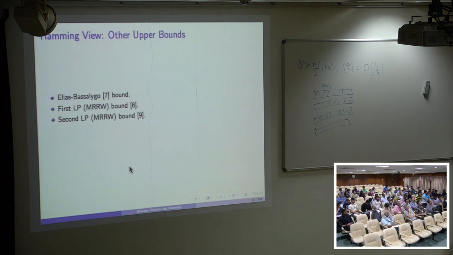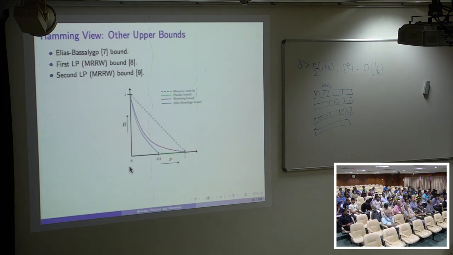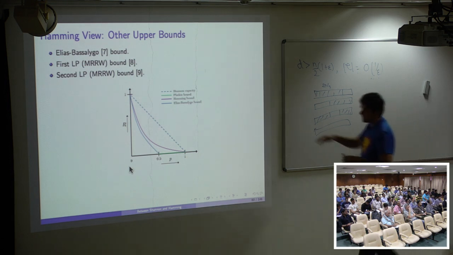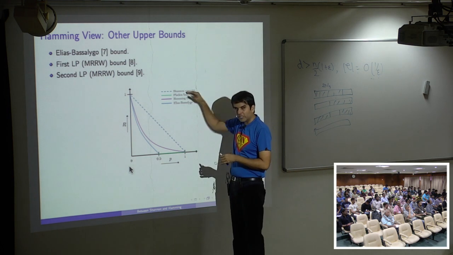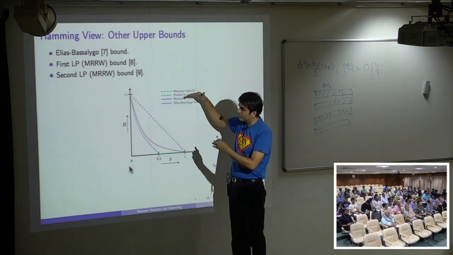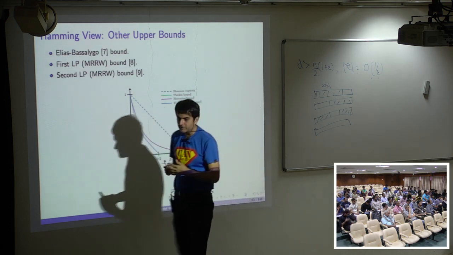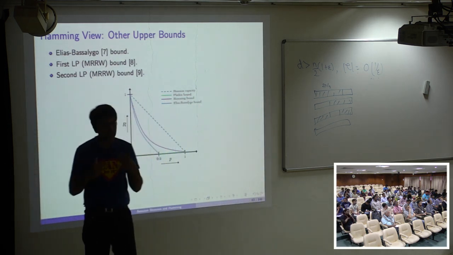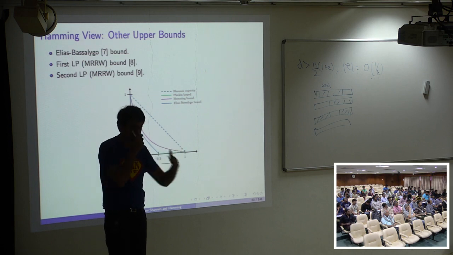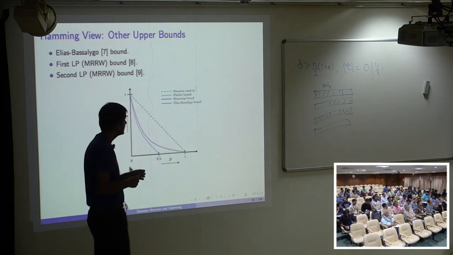There are other bounds. So there's the so-called Elias-Bassalygo bound. There's a first LP bound, second LP bound. The Elias-Bassalygo bound can be viewed as a Plotkin bound plus a little bit more careful counting. The LP bounds are truly different. They're fascinating objects, and honestly, I don't have a good, clear exposition of them. I just have a mechanical exposition, so I'm not even going to try.